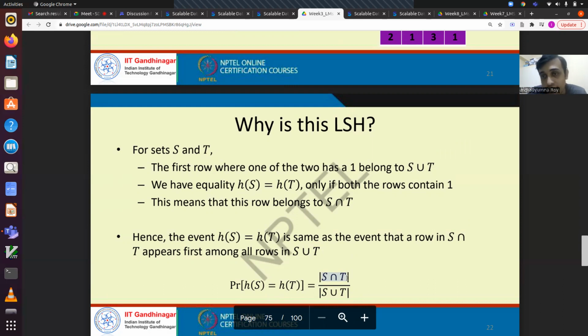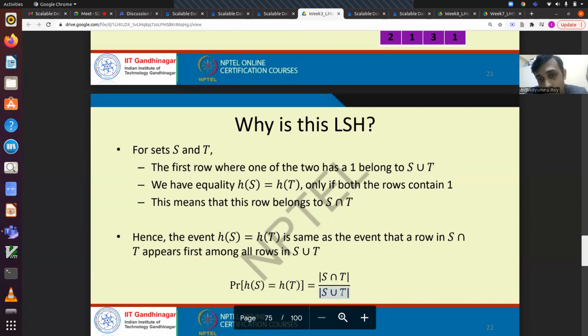So we have a universe of elements. Some of those elements belong to S, some of those elements belong to T. Fine. Right? Now we have, let's say, S union T total elements in the universe, and we can permute them in a bunch of ways. Okay. Under those permutations, let's say any one of those elements appears at the first position.